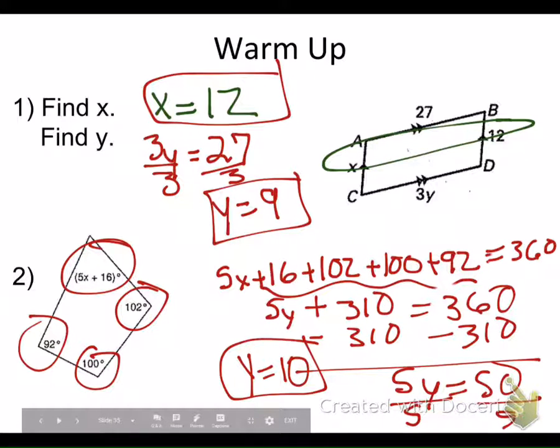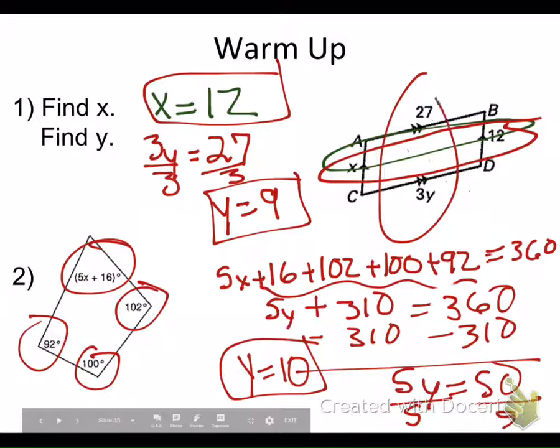Alright guys, here's the answers to the warm-up. So on the first one, x and y, you know the opposite sides are equal, so you set those equal to each other. That's how you solve for x and y. And for 2, you add everything up and set it equal to 360 and then solve. This should have been x's.